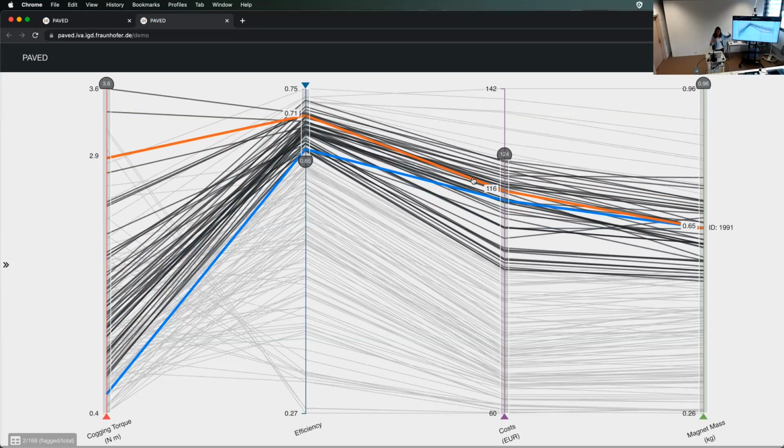Once you see that so clearly in the course of these polylines, you might be willing to invest these 2 additional euros to really achieve this higher efficiency. And then let's say this is our preferred motor variant because we have an application where cogging torque is not that critical. This option can be identified via a unique ID and can be joined with data from other environments, for example, or could be exported to start some detailed simulations.